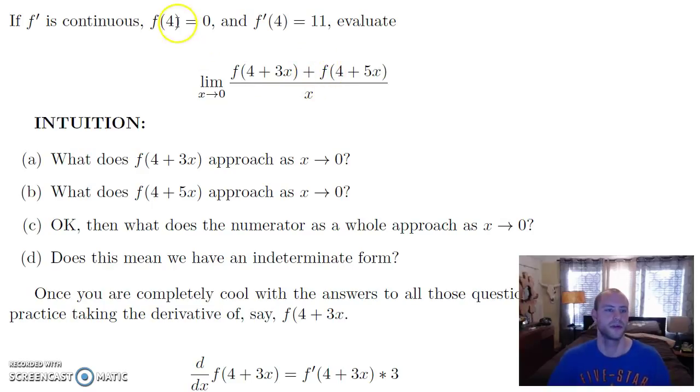Cool, what's f at 4? Oh, it's also 0. So that would be 0 over 0, which means we have indeterminate form. Okay, so that's kind of what I talked about here. What does this approach as x goes to 0? What does f of 4 plus 5x approach as x goes to 0? What does the numerator as a whole approach? We talked about that. Does that mean we have indeterminate form?